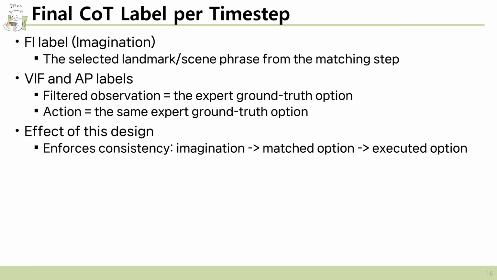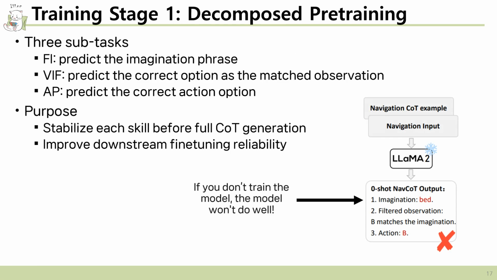For the next two parts, they keep it simple and consistent. The filtered observation level is set to the expert ground truth option, and the action level is set to the same expert option. This design forces a clean chain. First, the model imagines a target, then it selects the option that matches that target, and finally it executes the same option. So during training, the model learns a stable link between the three fields instead of treating them as separate tasks. Now I will explain the training.